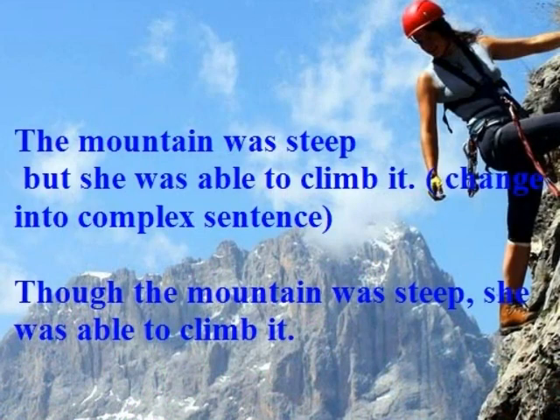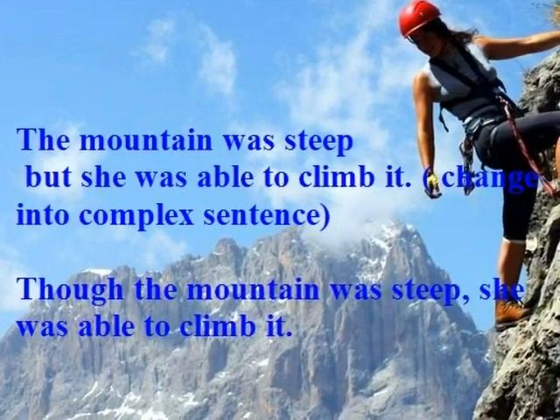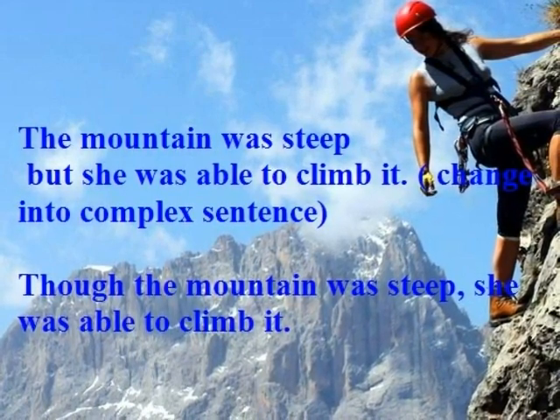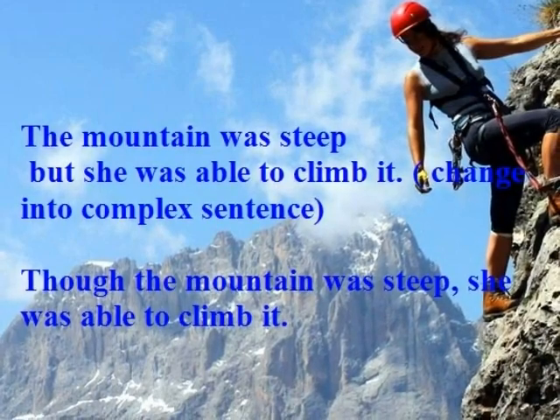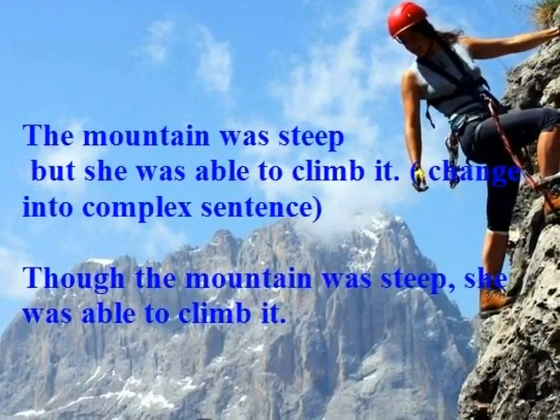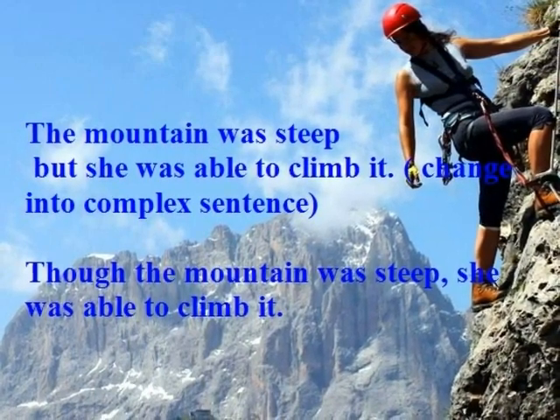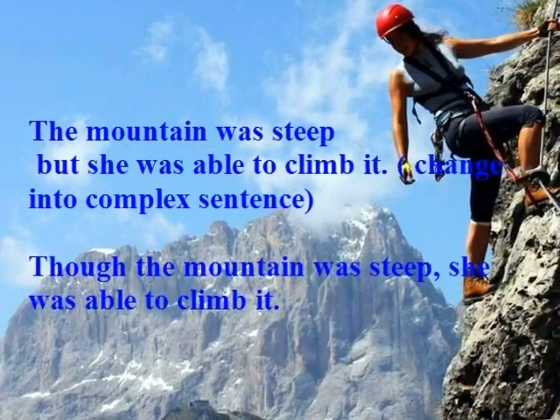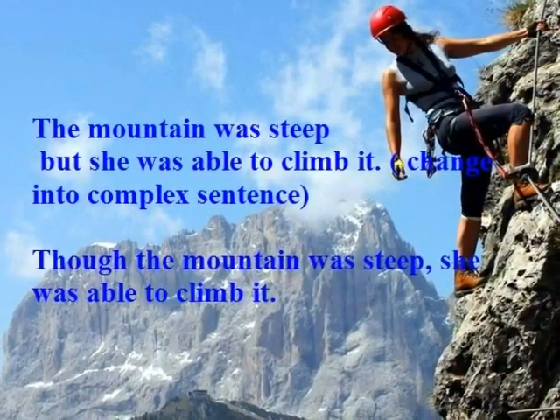Read the sentence: The mountain was steep, but she was able to climb it. Change into a complex sentence. In the given sentence, but is the coordinating conjunction. Remove the but and add a subordinating conjunction, that is, though, although, or even though. We can use any one of them in the sentence. Though the mountain was steep, she was able to climb it.